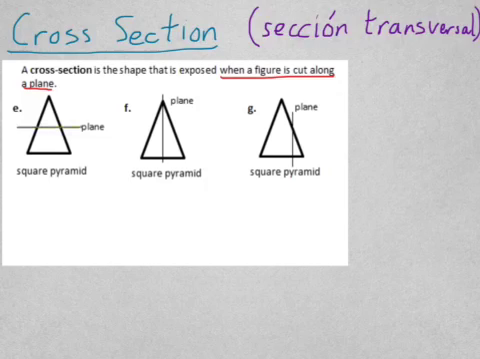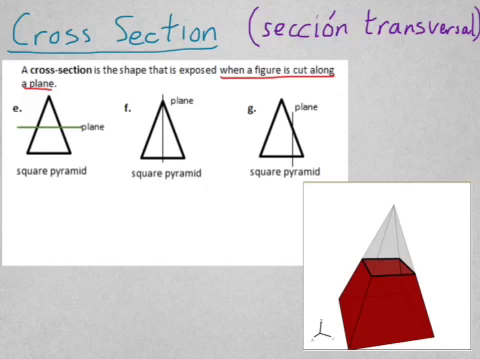So let's say we're going to cut on E this square pyramid along that plane. Okay, we're cutting it horizontally. What shape would we see? Here's a picture. Okay, that top shape there would be a square because it's parallel to the base. So that cross section is a square.